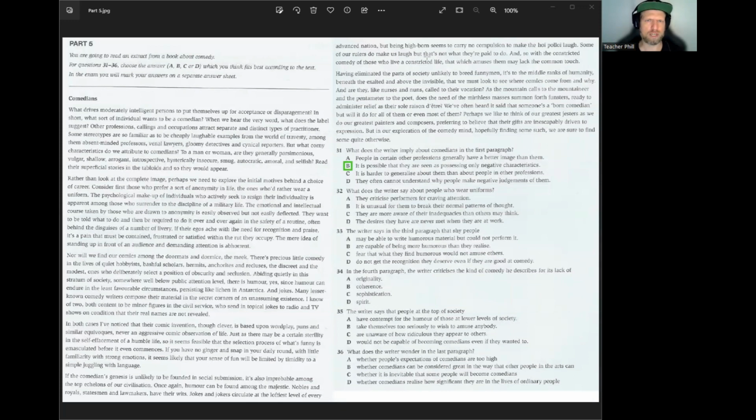And so what you can do, of course, is always underline certain things in the text when you read. I didn't do this here right now, but the thing that jumped out to me immediately was that first question.